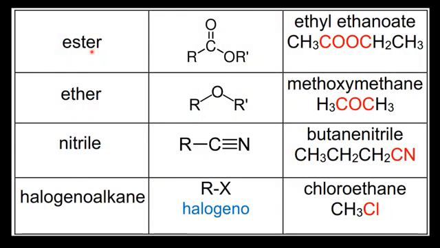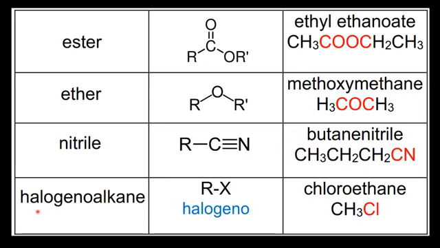Next, we have the esters. This is the ester functional group. An example is ethyl ethanoate. Next, we have the ethers. This is the ether functional group. An example is methoxymethane. Next, we have the nitriles. The nitriles have a carbon-to-nitrogen triple bond. An example is butanenitrile.